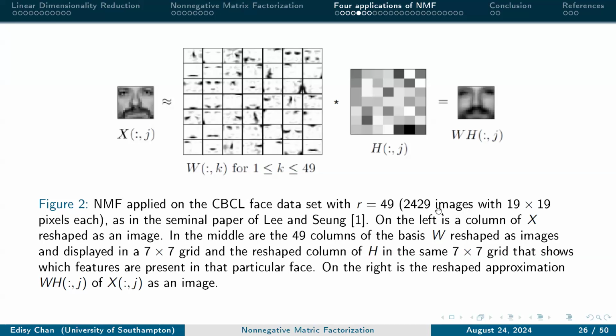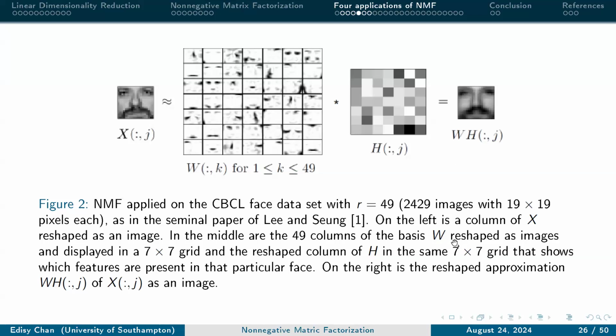We make use of 2,429 images of 19 by 19 pixels each as the input images and do the training. We have a very nice paper here, which I'll show you later. I base my presentation on this paper and another book, the book called Non-Negative Matrix Factorization, and you will see that later.